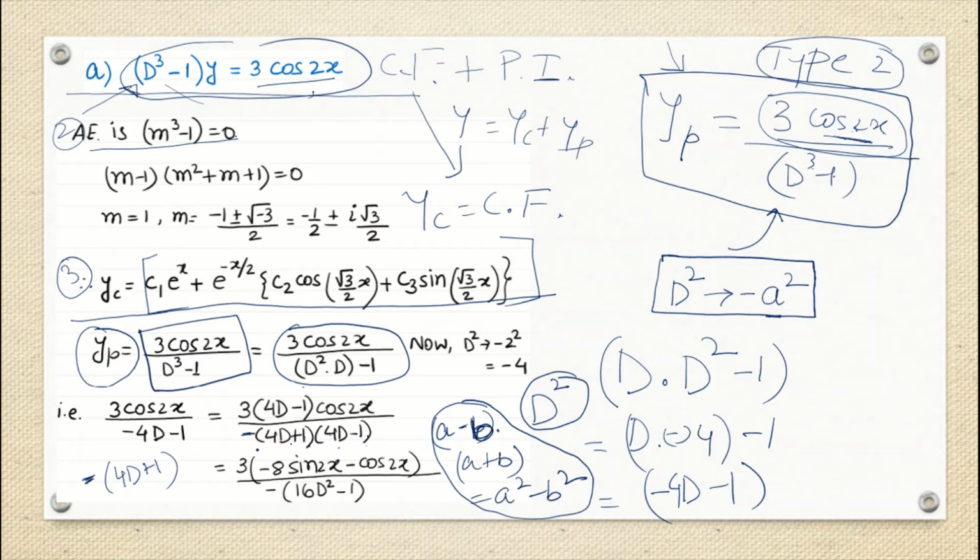So the denominator is what? Minus taken out. This is a square minus b square. So 16D square minus 1. Correct? a square minus b square. And then D square will be minus of a square. It will be okay. Fine.